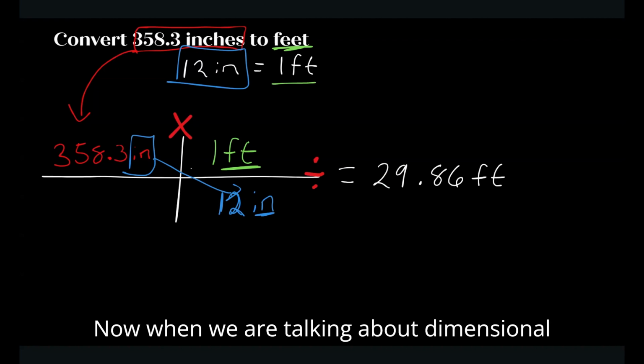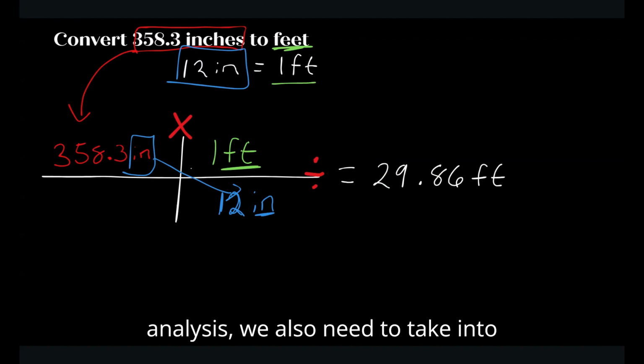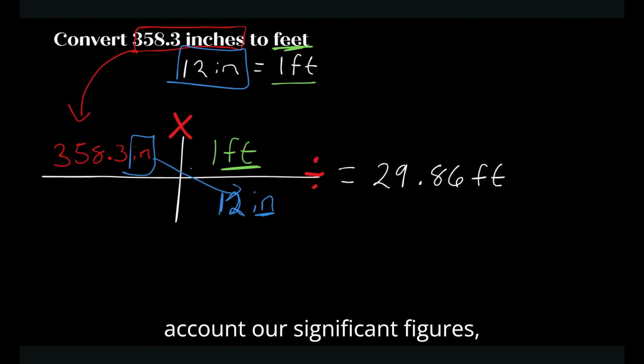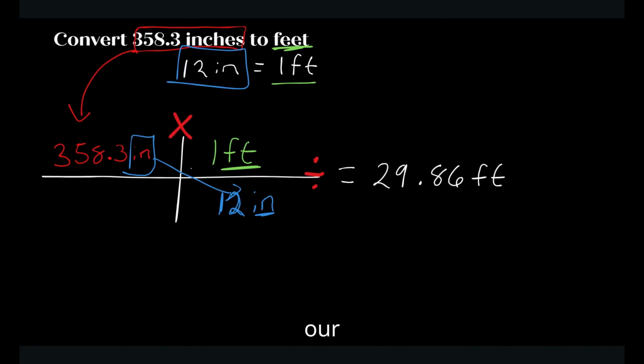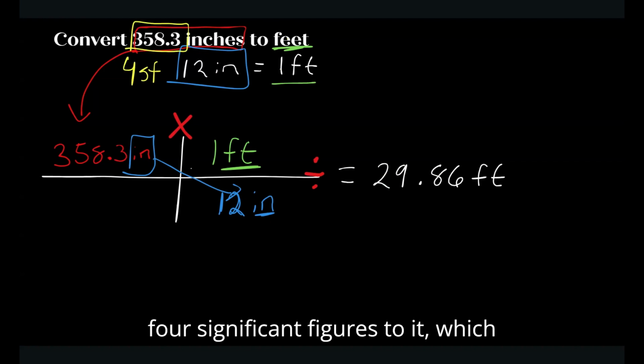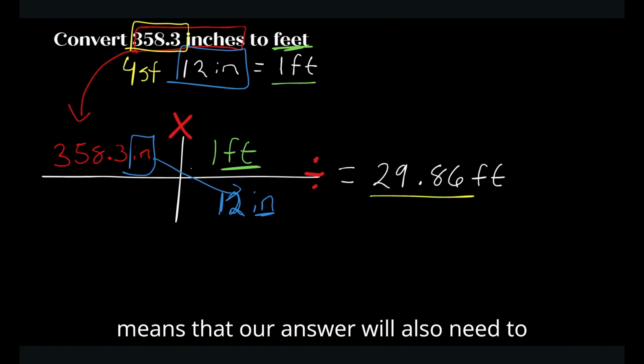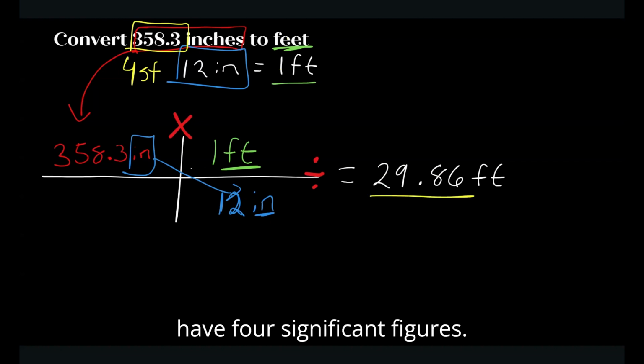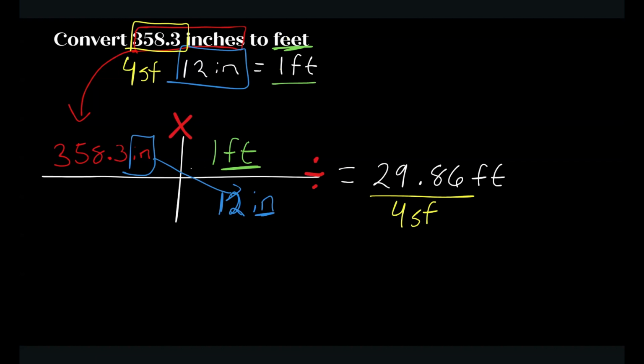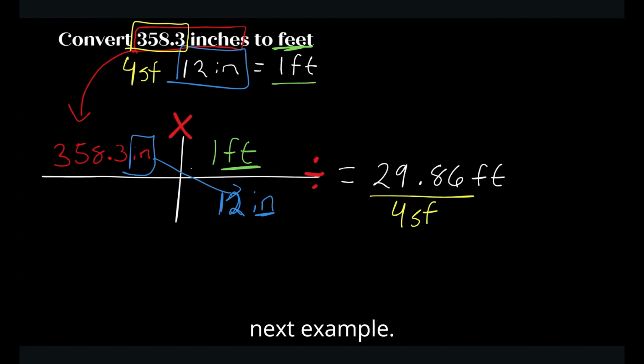Now, when we are talking about dimensional analysis, we also need to take into account our significant figures. Our 358.3 has 4 significant figures to it, which means that our answer will also need to have 4 significant figures. Let's go ahead and take a look at our next example.